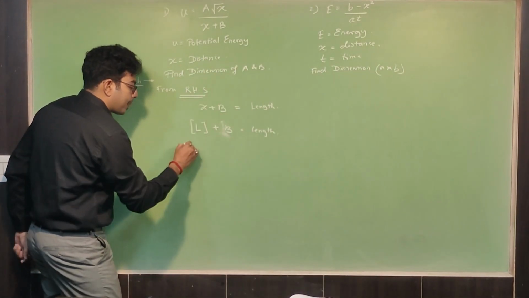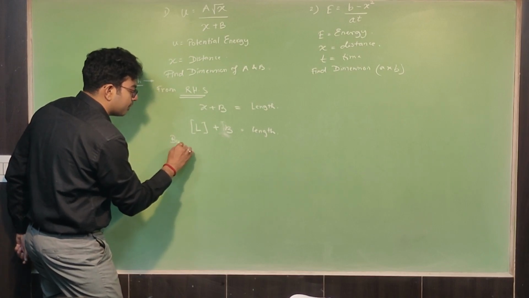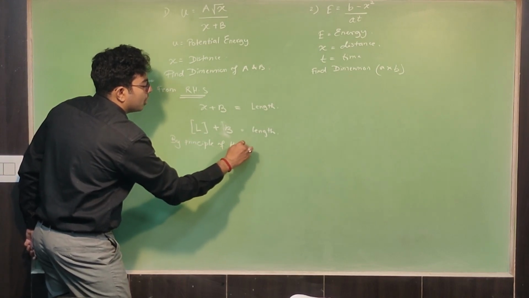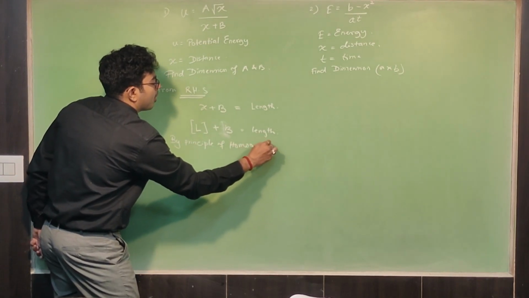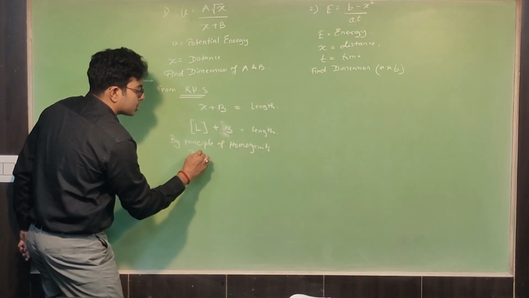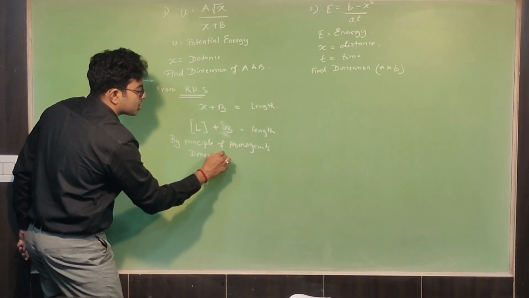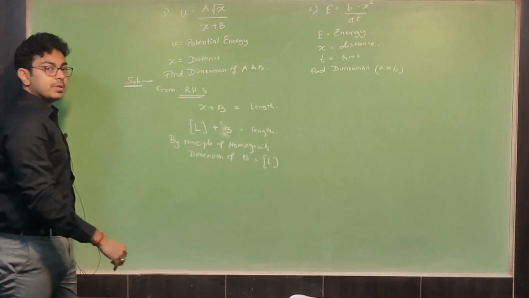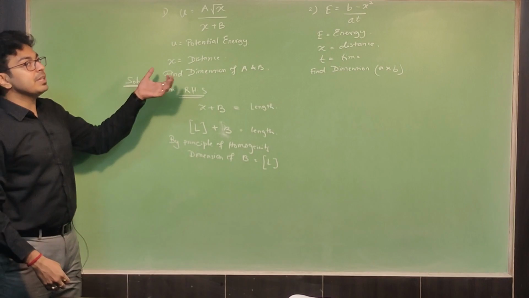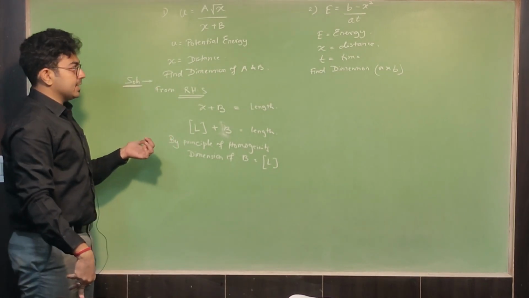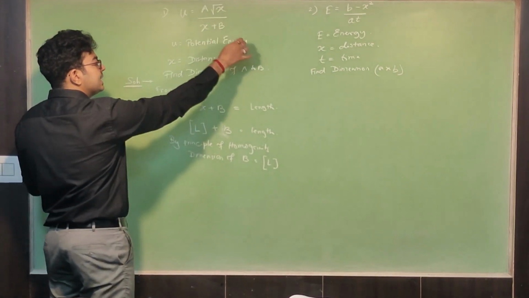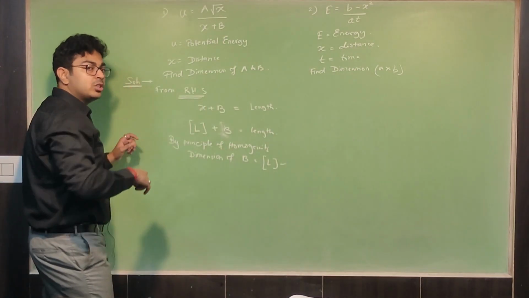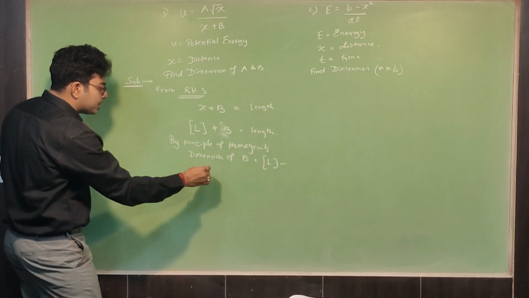So that means, therefore, by principle of homogeneity, dimension of b will be length. Dimension of b is also length. So that means now it became quite easier. That means b has the dimension of length. We have found it out. Now we have to find out A. Let us put the dimension.